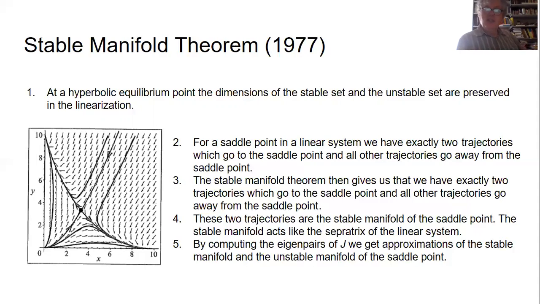So these trajectories that go into the saddle point, that's the so-called stable manifold. And this stable manifold acts like the separatrix of the linear system. Remember, when we looked at the linear system, if we've got a saddle point, then there's one line, the line corresponding to the negative eigenvalue, that separates solutions. When they go off to infinity, they go off into different sides depending upon where they are in relation to that separatrix.